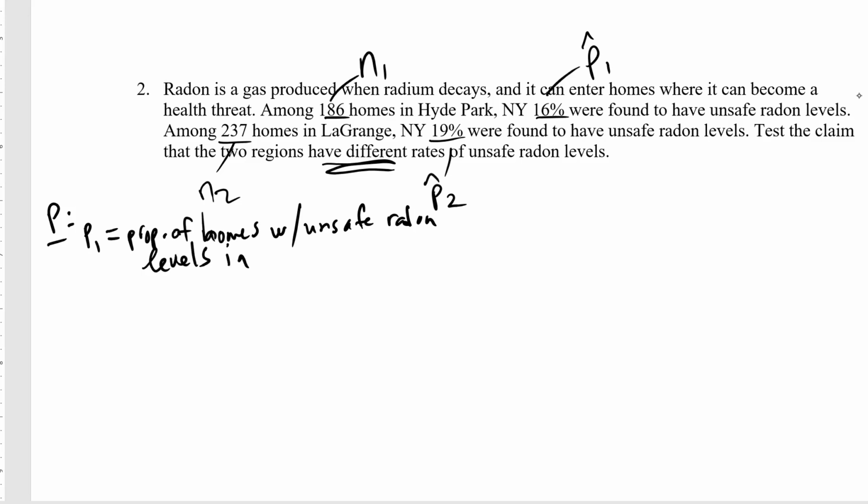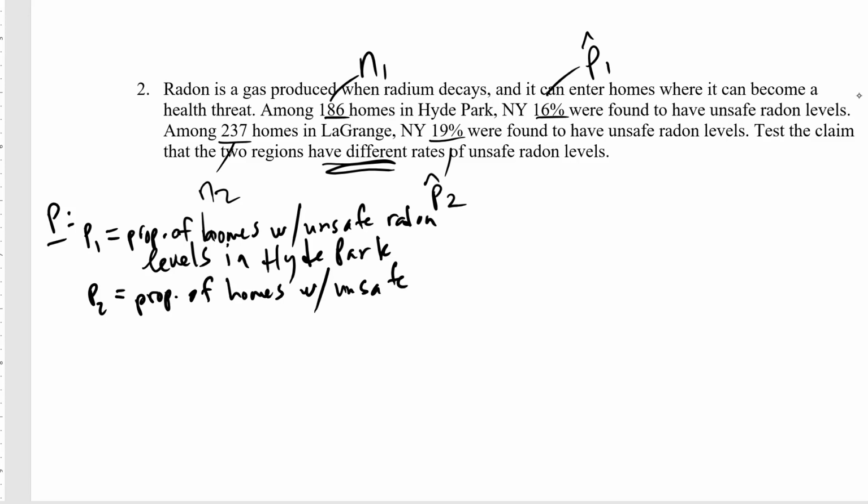And we have two different places, Hyde Park and Lagrange, and the proportion of homes with unsafe radon levels in orange. Okay, so the idea here is that we think, oh, one of these is a nicer area. Hyde Park is kind of an uppity area. Lagrange is a little less. So maybe they have a higher proportion of radon that hasn't been taken care of, and so those people are at risk. You might have a lawsuit here if people haven't kept things up to code.